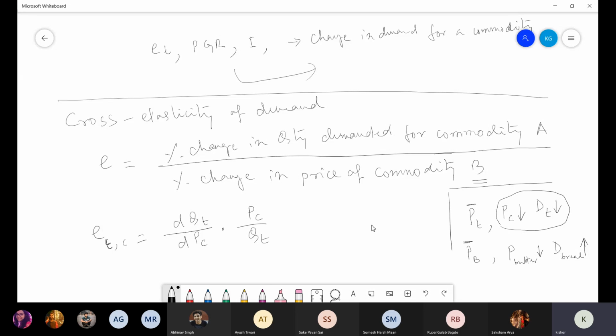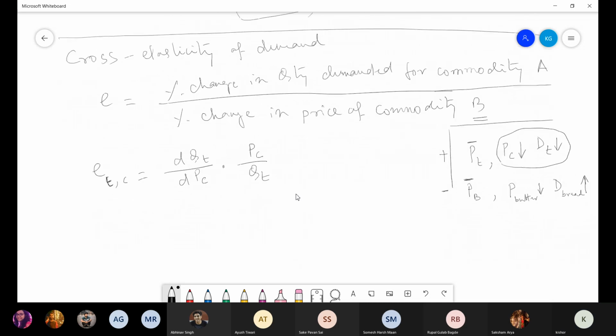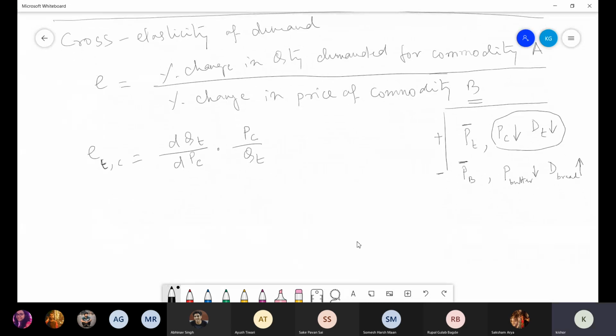In the first case, you will get a positive value. In this case, a negative value. So in case of substitutes, you will get a positive value. In case of complementary items, you will get a negative value. Be careful about it. In the tea and coffee case, the price of coffee decreases, and the quantity demanded of tea will also decrease. So this is your example of cross elasticity of demand for tea and coffee.